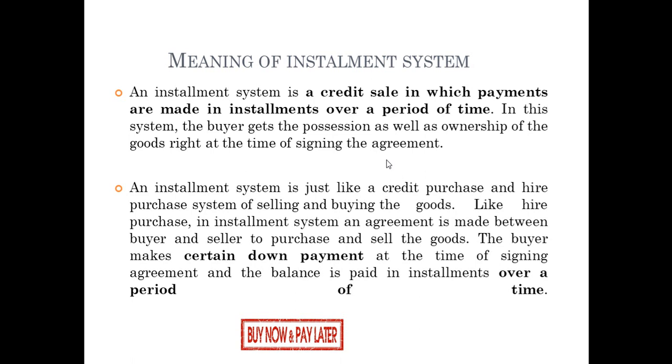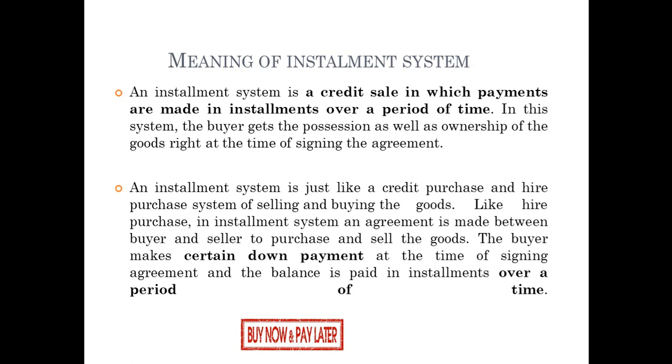So an installment system is a system where it is a credit sale in which the payments are made in installments over a period of time. In this system, the buyer gets two important things to keep in mind: possession as well as ownership will be immediately transferred to the buyer at the time of signing the agreement. Here, installment system is just like a credit purchase or a credit sale, and it is similar to the hire purchase system.